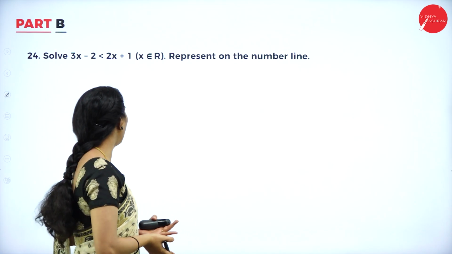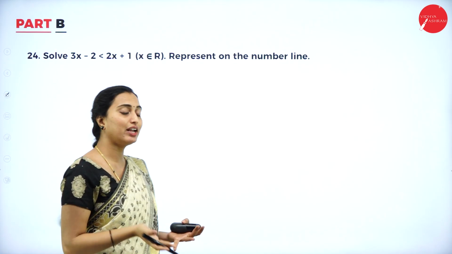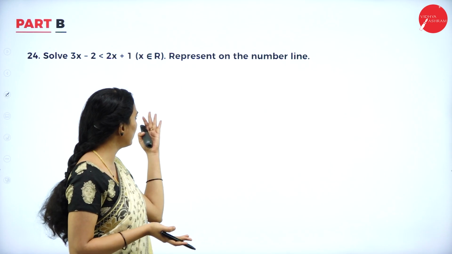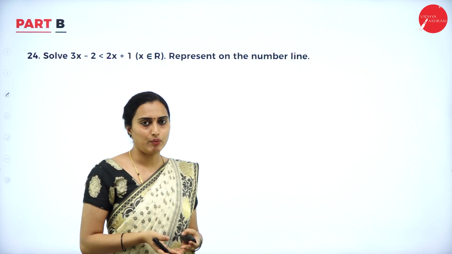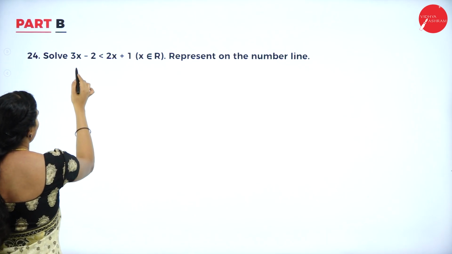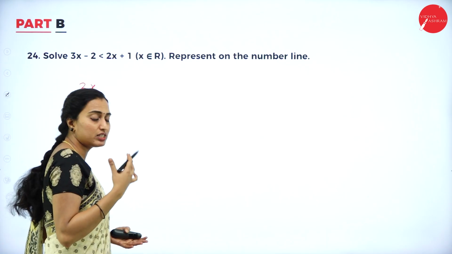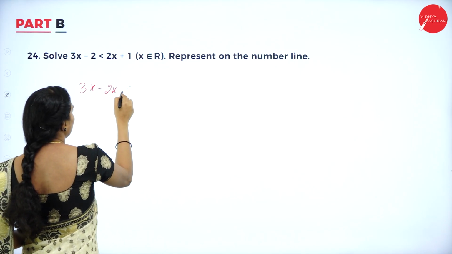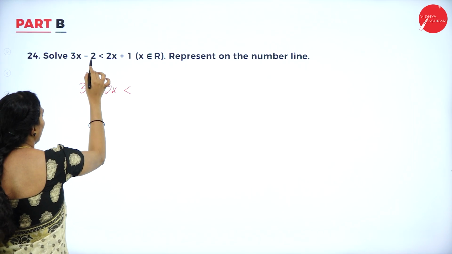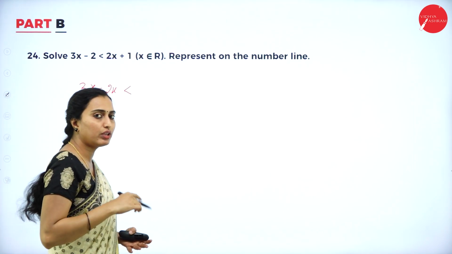24th question, solve 3x minus 2 lesser than 2x plus 1, where x belongs to real number, represent on the number line. This is from the linear inequalities. So you can solve this one. 3x, we can subtract 2x here, 2x lesser than 3x minus 2x. Again you can subtract also what? You can add also 2.